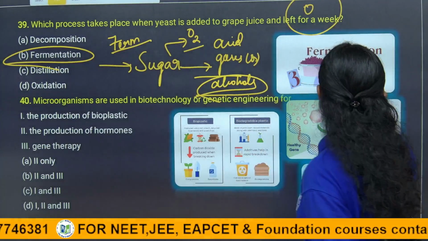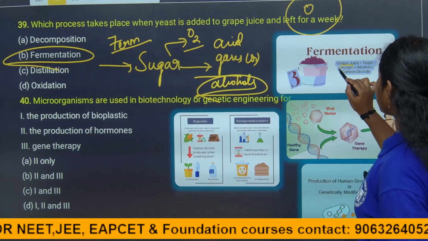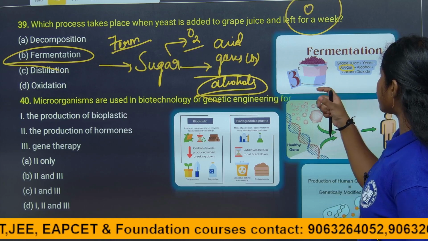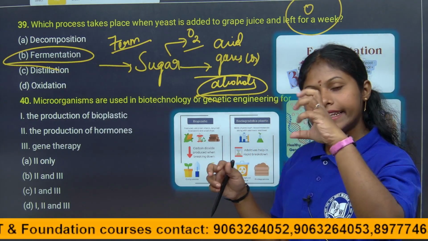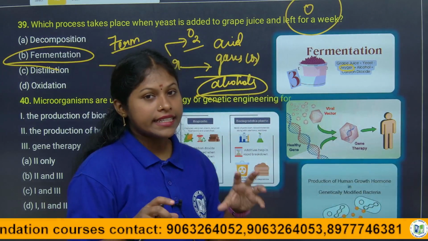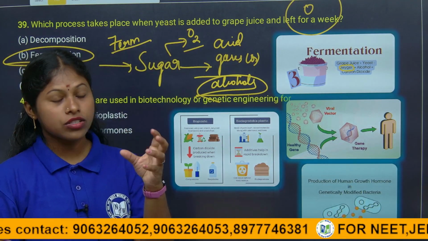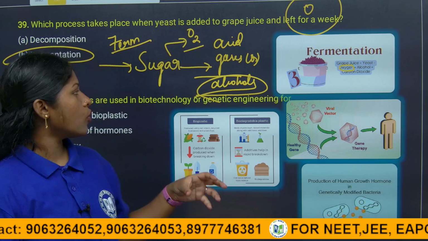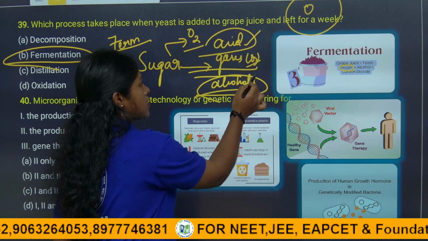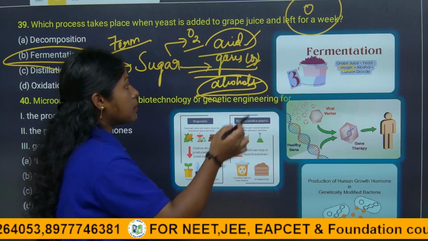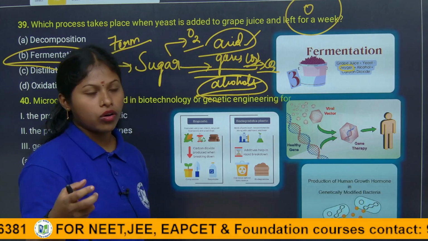The grape juice is added with the yeast, and it occurs in the absence of oxygen. So the result is the production of alcohol and carbon dioxide. When the yeast is eating the sugar, it is converting it into acids, gases and alcohol. The gas is carbon dioxide, and it makes the alcohol, right children.